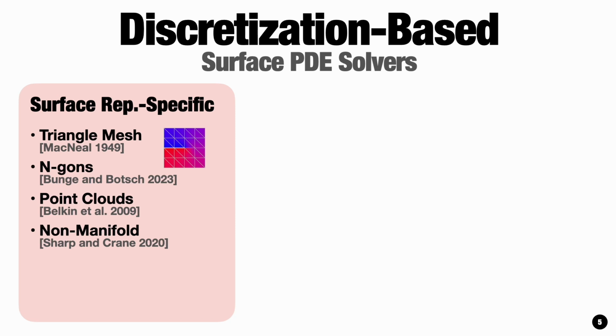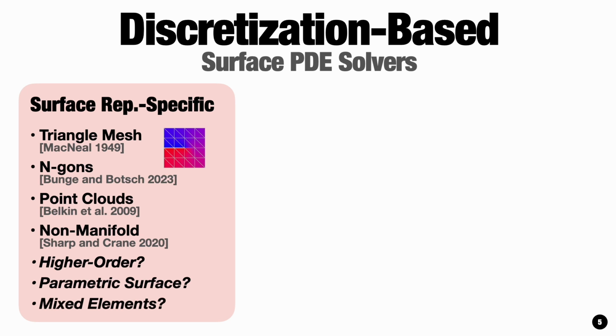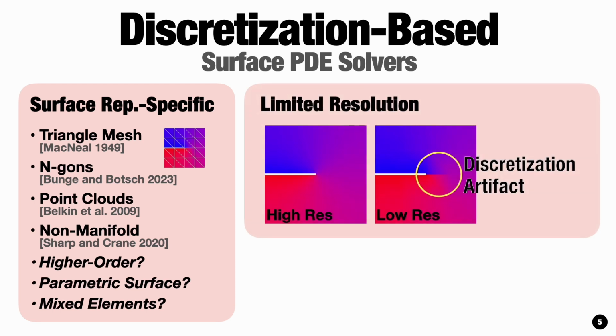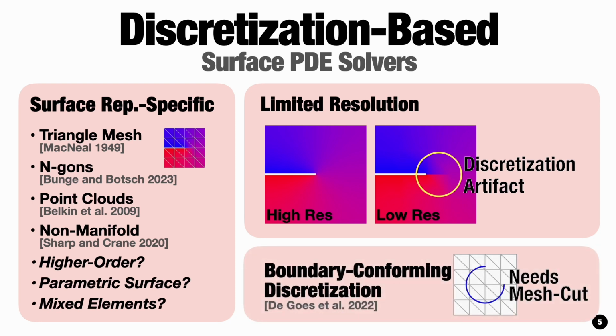But how do we solve problems with higher order elements, parametric surfaces, or surfaces with mixed elements where multiple surface representations are used together? Additionally, discretization always comes with some discretization artifacts, and the required resolution can even vary spatially due to rendering requirements. Lastly, if we want to respect the boundary curve accurately, we would need to cut the mesh. This boundary conforming discretization is possible, but is a tedious operation.